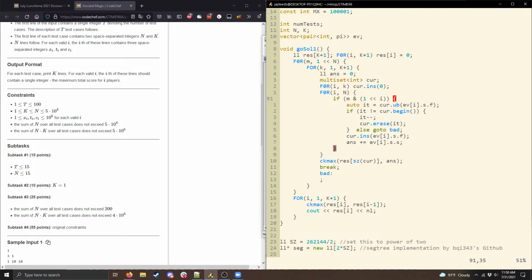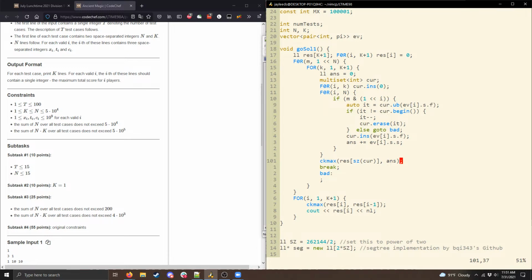And then for each stone, if it's a stone we're going to pick, this upper bound gets the first player with a larger t minus x. Then I subtract 1 from that iterator, and if we can't subtract 1 from that iterator to get the next lower value, then I say, okay, this is impossible. Otherwise, I erase this iterator, I erase the last position, and I insert this position instead. And then I add the value of this stone to our potential answer.